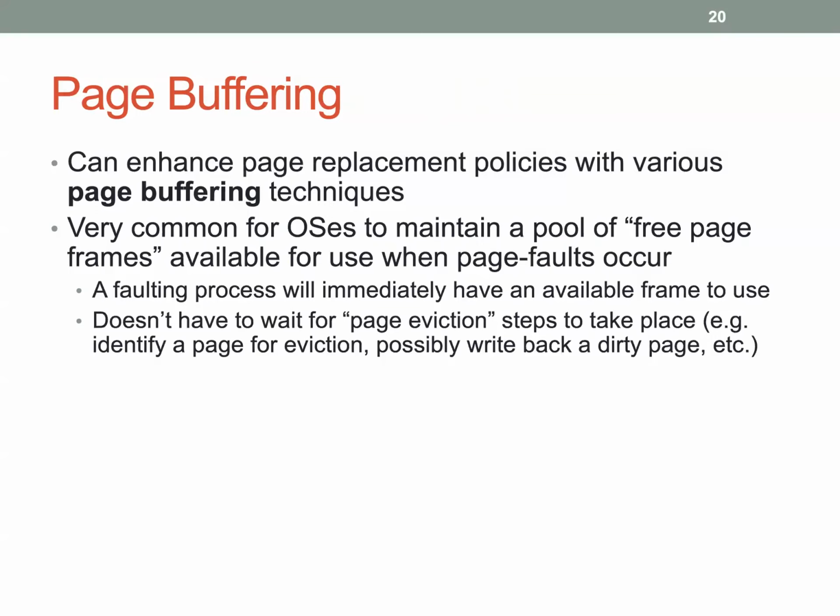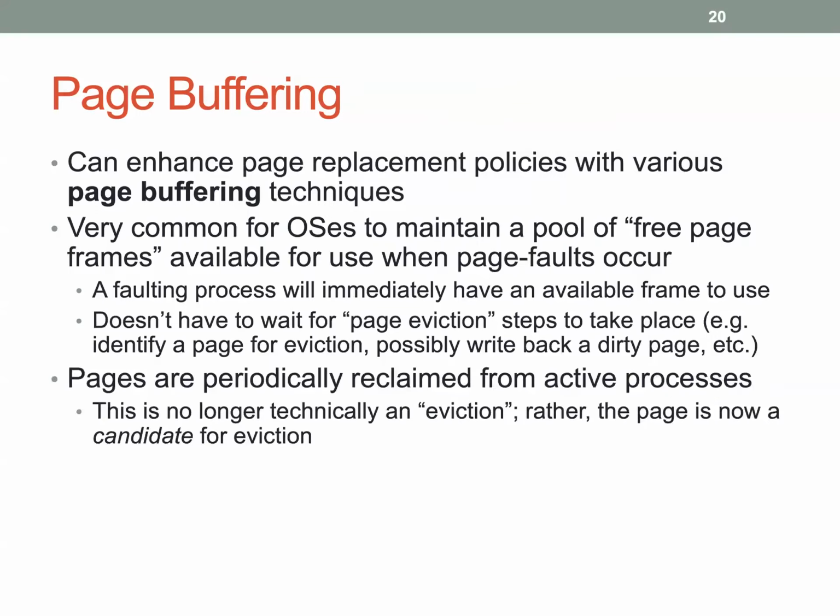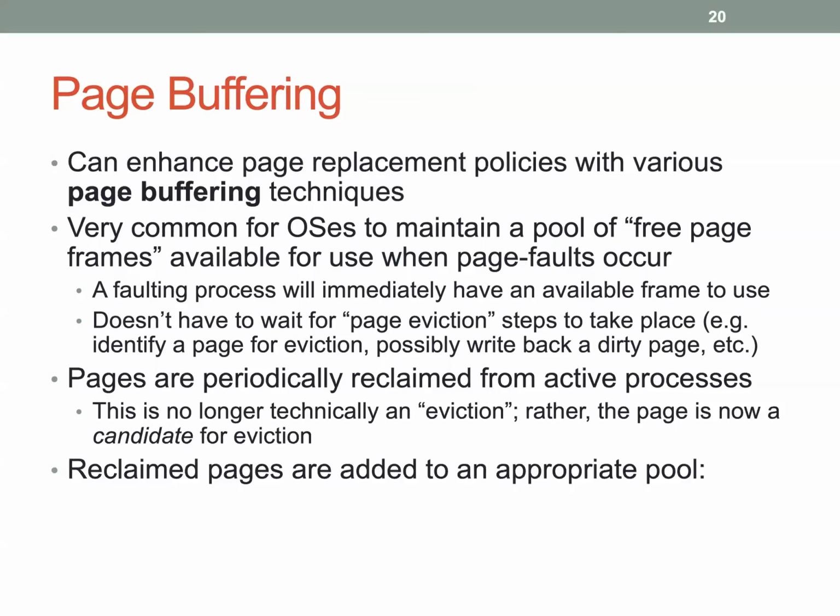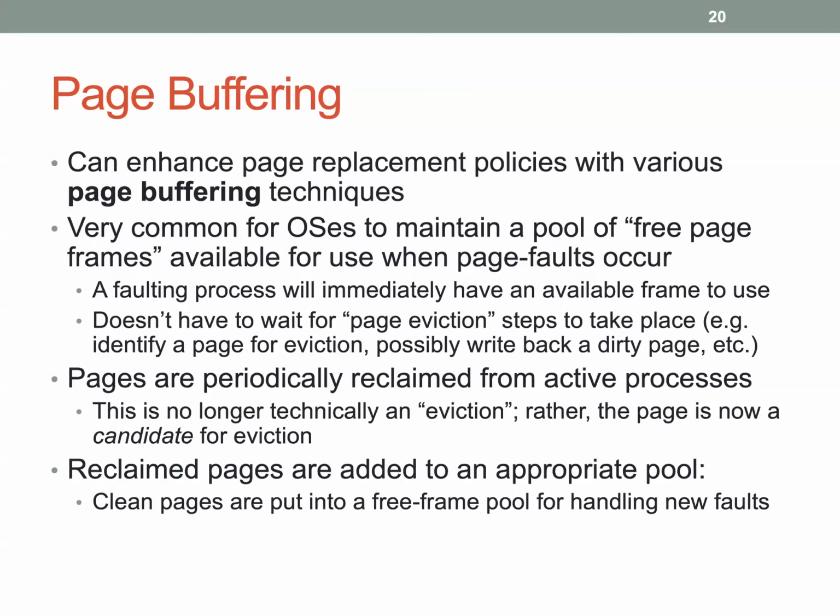But this is what Linux does, and this is what Mac OS does, and this is what Windows does. So what the OS does is it periodically looks for pages that may be good ones to evict, and it reclaims them, but it doesn't actually go through the whole process of eviction. It starts maintaining them in a pool. In fact, it has two pools because the page may be clean or the page may be dirty. It puts clean pages into a pool of candidates for eviction. Because remember, since it's clean, we don't have to write it back anywhere, so we can just handle that fault immediately.